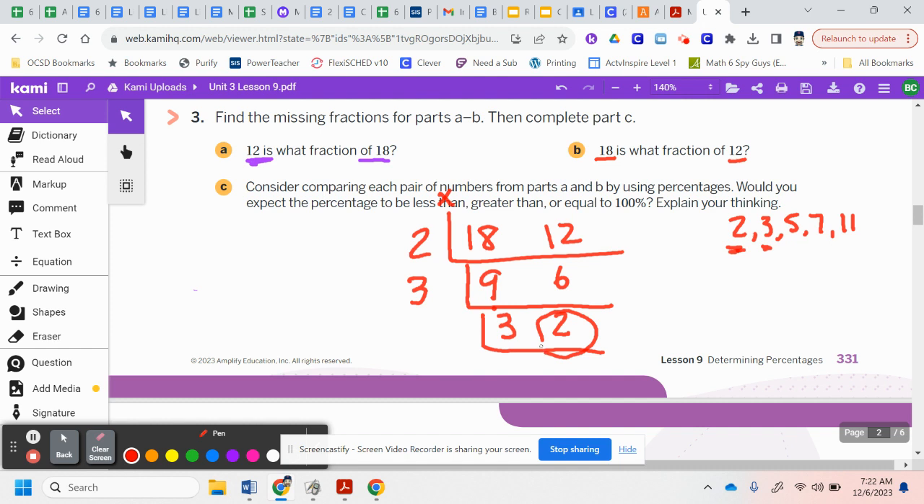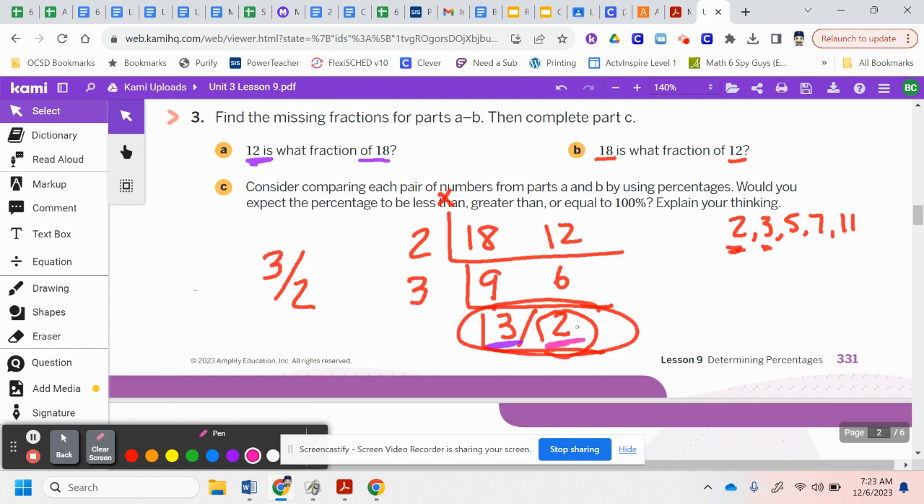So here is my fraction. What is the fraction for 18 over 12? That's going to be 3 to 2. And my answer is always down here. 3 is my numerator. 2 is my denominator.